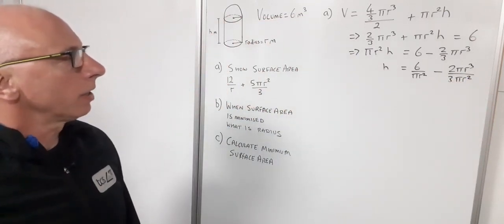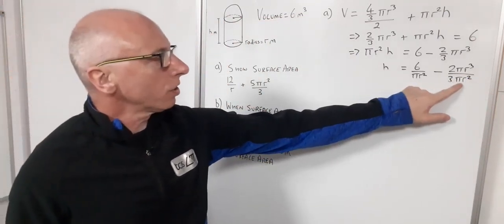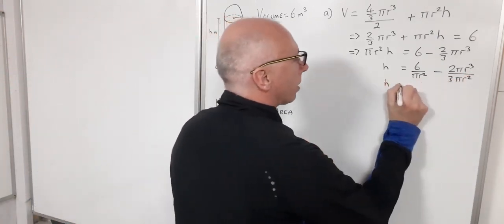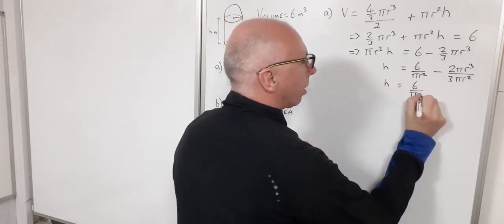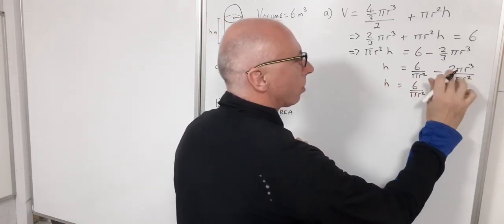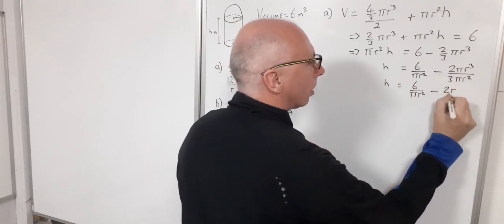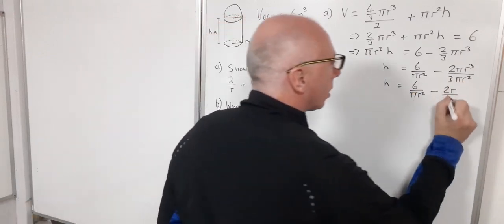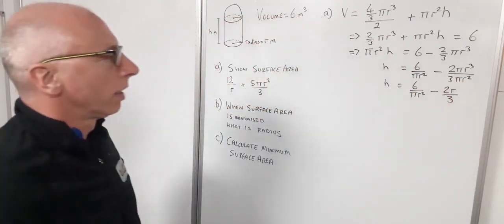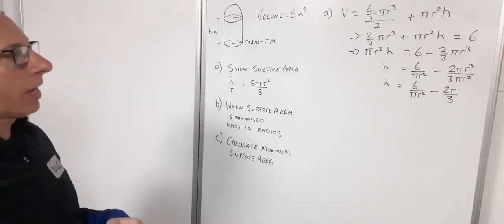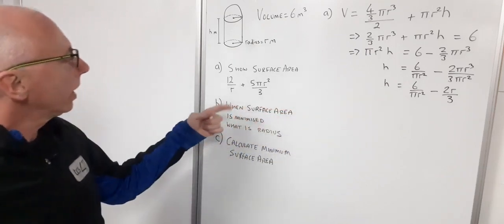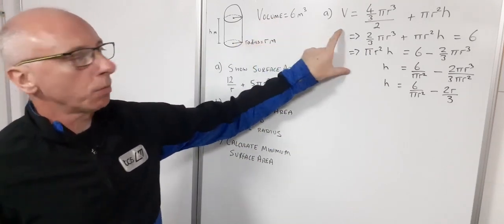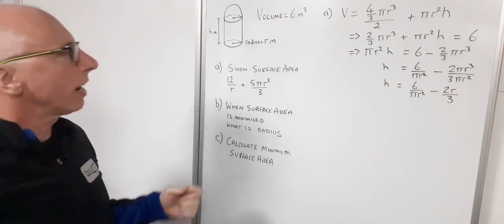Okay, now just simplify that off a little bit. I can just cancel out a pi and an r squared in the numerator. So now height equals 6 over pi r squared minus 2r over 3. Okay, so that's to do with the volume. We need the surface area. So we were given the volume earlier, so that's why we had to work with this. So now let's work with the surface area.